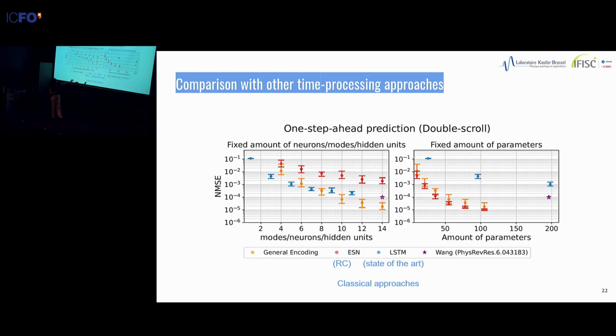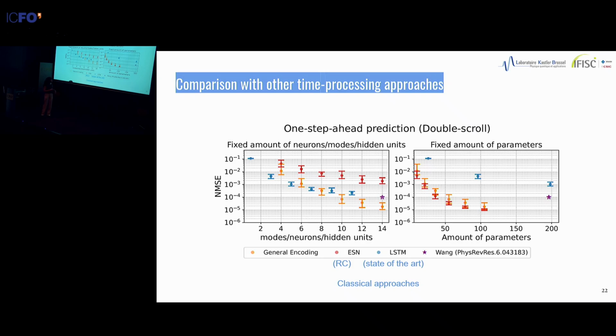state-of-the-art processes for time series forecasting like LSTM have to do this very huge tuning, backpropagation, gradient descent thing. So we did two comparisons. The calculations are the same, just the plots are different. One in which we fix the amount of parameters to be trained, and one in which we fix the amount of neurons, modes, or hidden units.